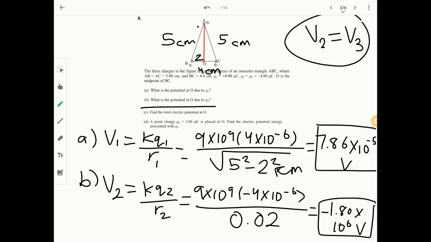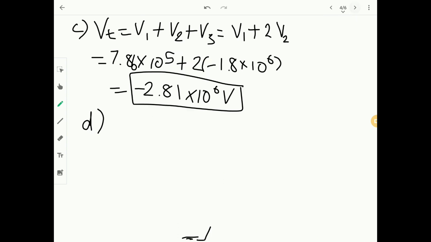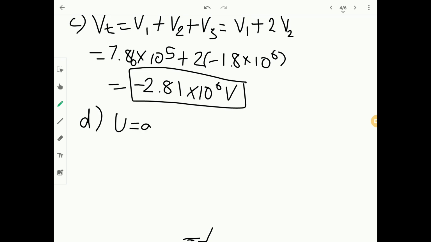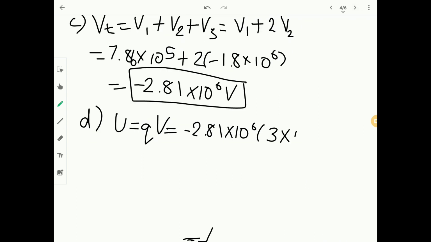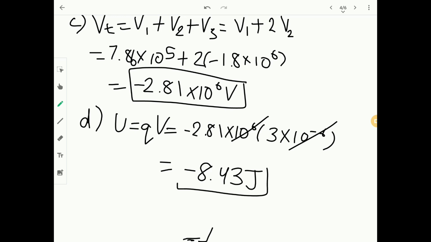Moving on to the last part now. A point charge Q0 with 3 microcoulombs. So now we're finally putting a charge here, and this is Q0, placed at O. Find the electric potential energy associated with Q0. We're looking for U, which is equal to QV. We have the V, minus 2.81 times 10 to the 6. We have Q, it is 3 microcoulombs, times 10 to the minus 6. Since the same cancels, it's minus 2.81 times 3. We should get minus 8.43 joules. Not that big of an energy amount, but it's minus 8.43 joules.